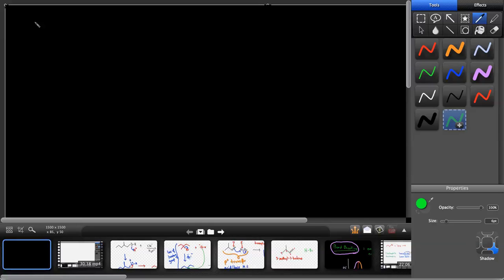Let's say that we want to take a 0.1 molar solution of acetic acid, and we're going to start with an initial volume of 20 milliliters of this acid. And we're going to titrate this with a 0.1 molar solution of NaOH.